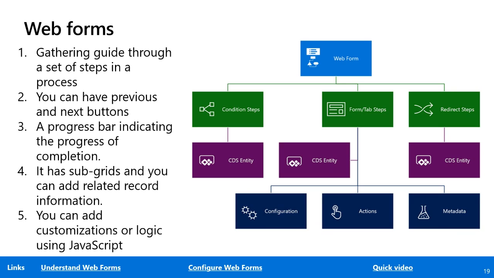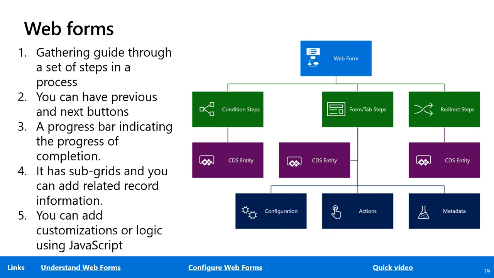So moving on. Like we discussed, with the entity forms feature you can access individual records within a portal. However, there might be some scenarios where you will require some common data service records that are either too complex to present on a single page, or you might have data requirements that include multiple common data service entities. So you can look at web forms. Basically, they're a guided gathering experience. It helps you go through a set of steps in a process, and it also includes conditional logic steps.